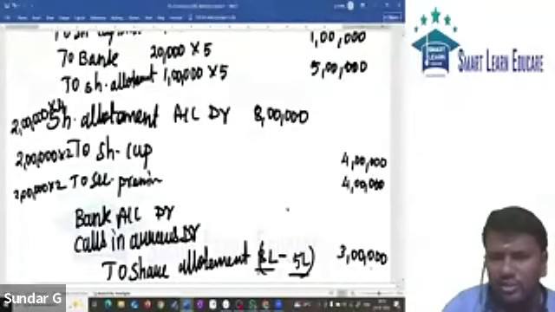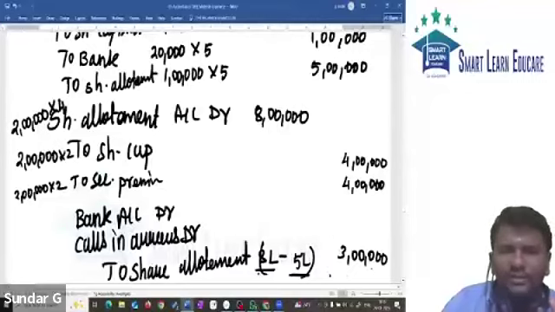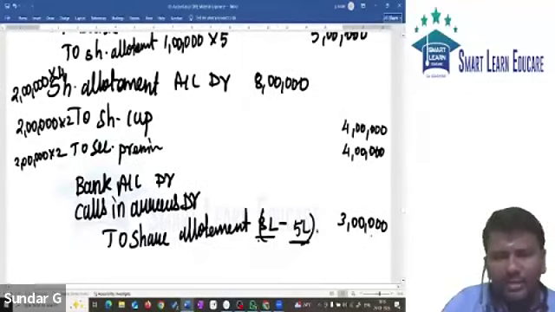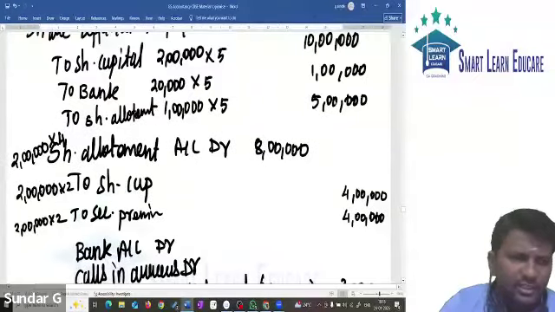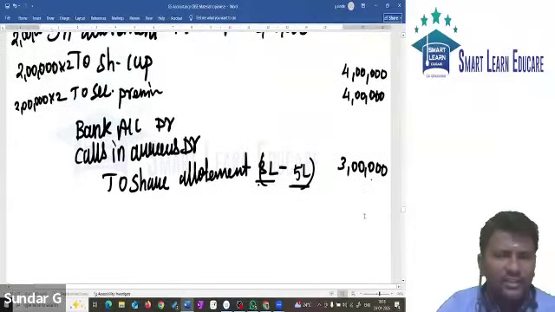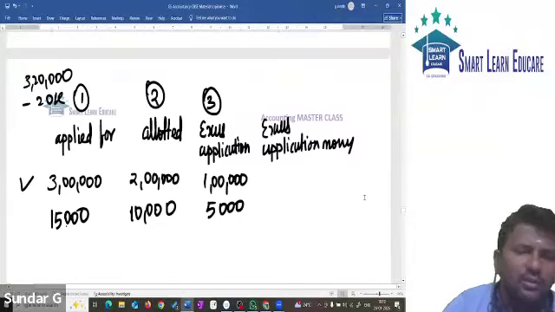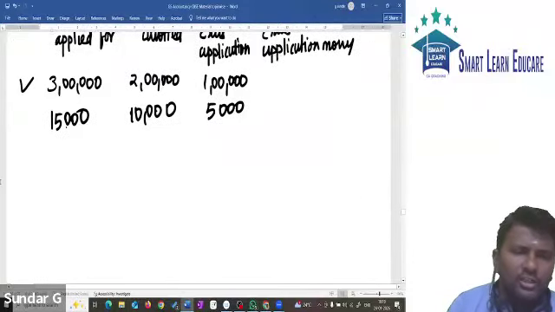Okay, that is done so far. In allotment, how much amount are we supposed to receive? 8 lakh. But how much is already received? 5 lakh is received, in the application stage. So 8 lakh minus 5 lakh will give you how much? 3 lakh. Now the calls in arrears amount is important. Amount of calls in arrears.